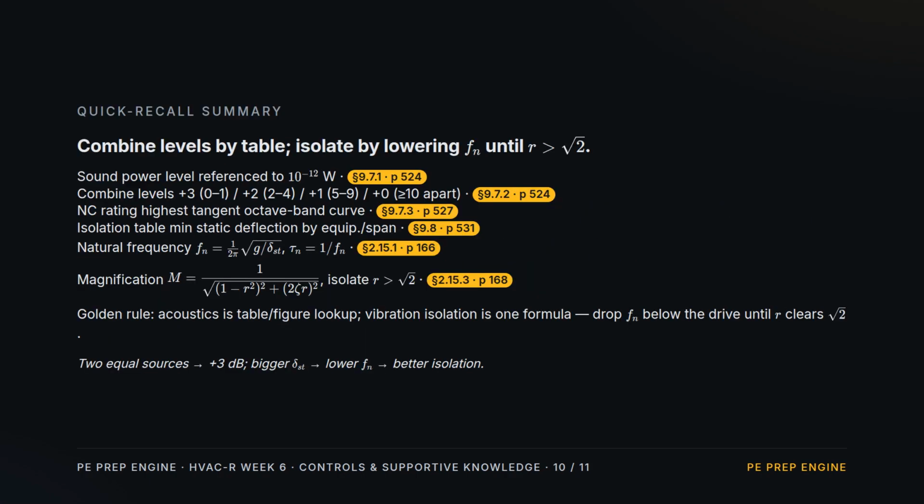Quick recall. Sound power level is referenced to 10 to the minus 12 watts, and you combine 2 levels with the +3, +2, +1, +0 table. The NC rating is the highest octave band curve the spectrum touches. Vibration isolation starts from the selection table's minimum static deflection, which sets the natural frequency. 1 over 2 pi times the square root of G over delta, and you want the frequency ratio to clear root 2. Acoustics is lookup. Vibration isolation is that one formula.